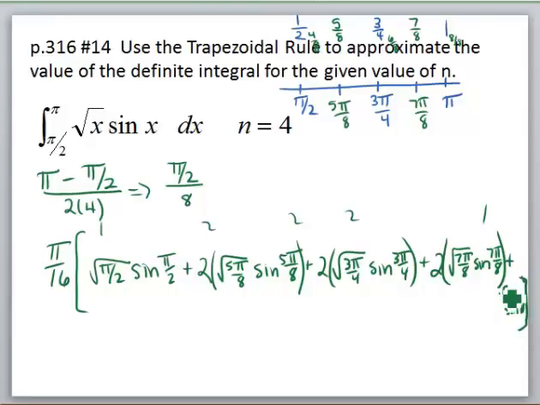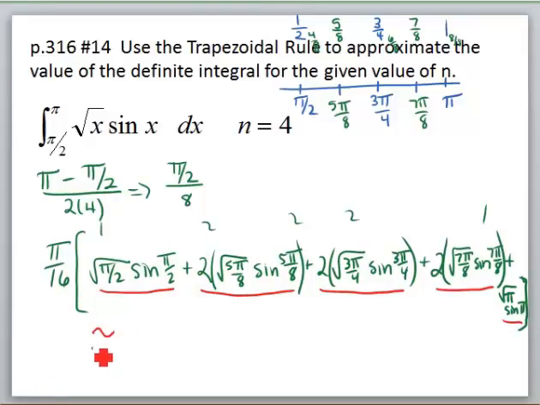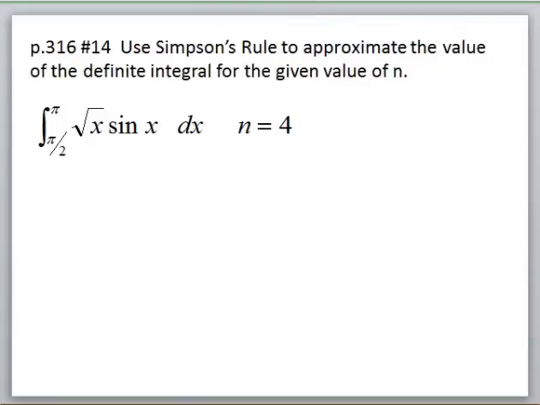But when you multiply those all together, you're going to have to take time to compute that on your calculator. These are each separate terms. Figure out what each of those are, add them all together, and then multiply by pi over 16 at the end. You should find your answer to be approximately 1.430.